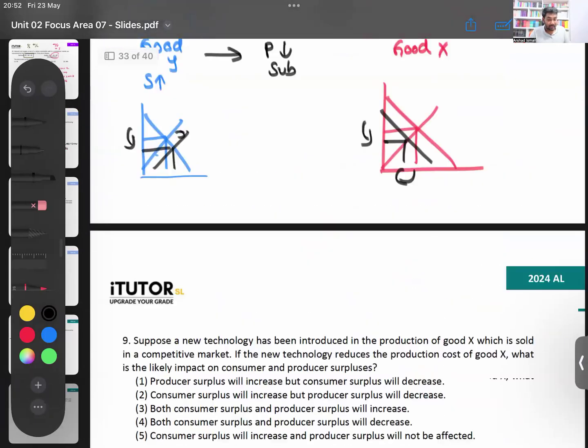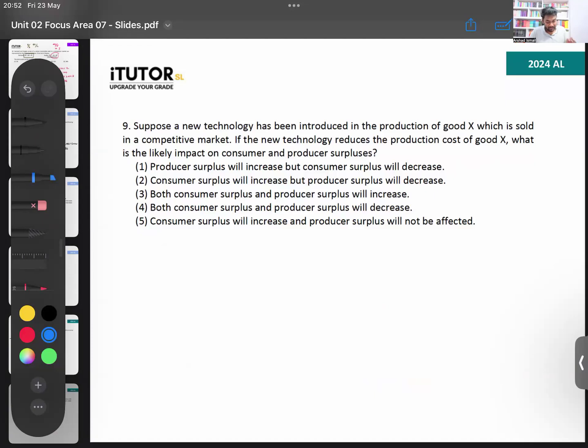Then this question 9. Suppose a new technology has been introduced to the production of good X, which is sold in a competitive market. If the new technology reduces production cost, what is the impact on consumer and producer surplus? Draw and see. So this is the demand and the supply. Right now, this yellow area is consumer surplus. This green area is producer surplus. Now they are saying a new technology has come. As a result, cost of production has gone down. Then you should know supply would have increased. So now you have a new price at this level.